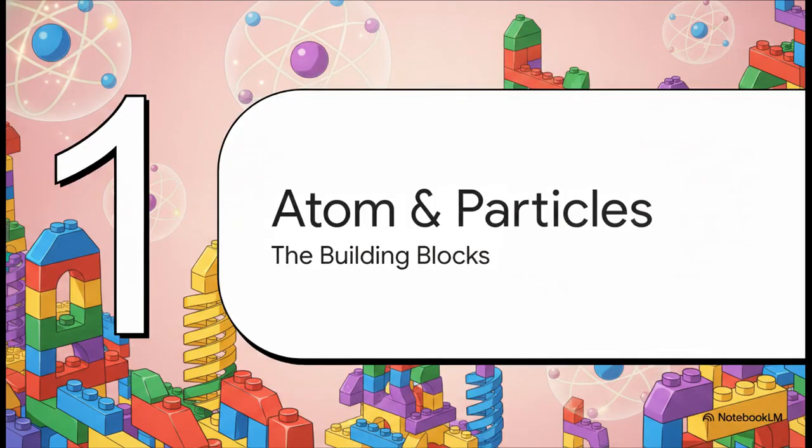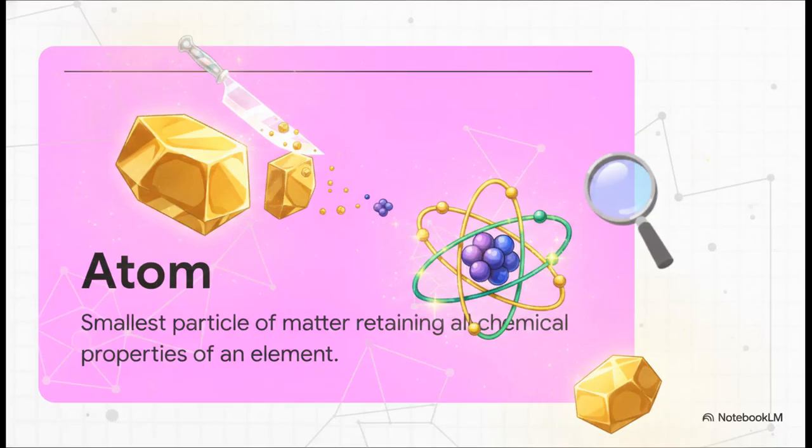Section 1. The atom and its particles. So, I want you to think of the atom as the universe's ultimate construction kit. The actual definition of an atom is the smallest particle of matter that retains all the chemical properties of an element. Let's make that a bit more concrete.